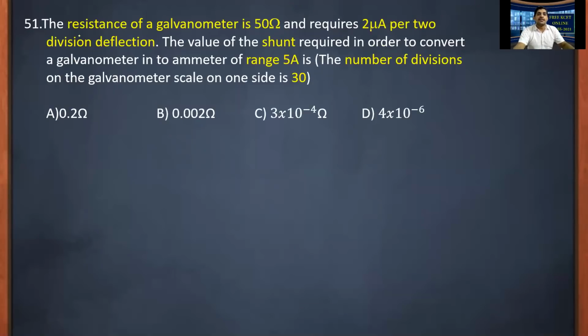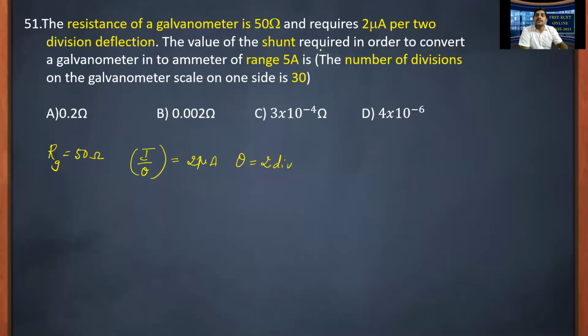The resistance of a galvanometer is 50 ohm. So Rg, the resistance of the galvanometer, is 50 ohm. It is given that it requires 2 microamperes per 2 divisions of deflection. So what is I by theta? It is equal to 2 microamperes for how many deflections? 2 deflections or 2 divisions.